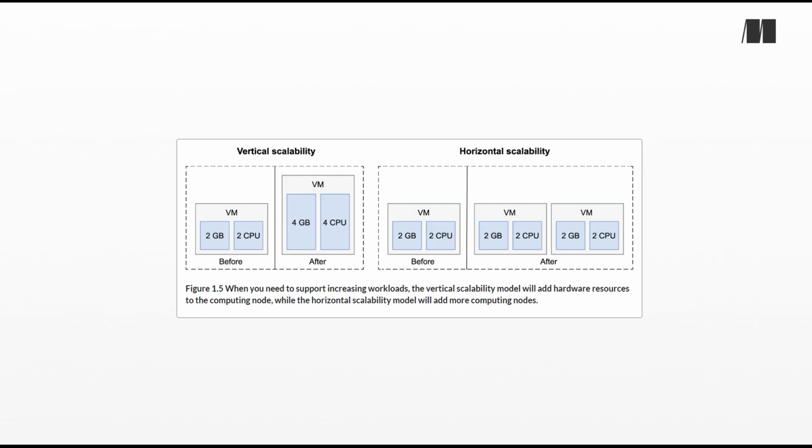Figure 1.5 shows the difference between vertical and horizontal scalability. In the first case, we scale by adding more resources to the existing virtual machine. In the second case, we add another virtual machine to help the existing one process the extra workload. Figure 1.5. When you need to support increasing workloads, the vertical scalability model will add hardware resources to the computing node, while the horizontal scalability model will add more computing nodes.